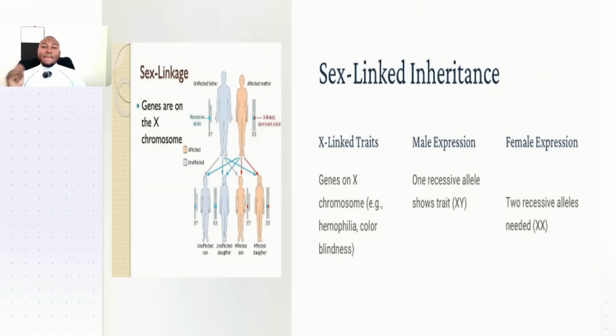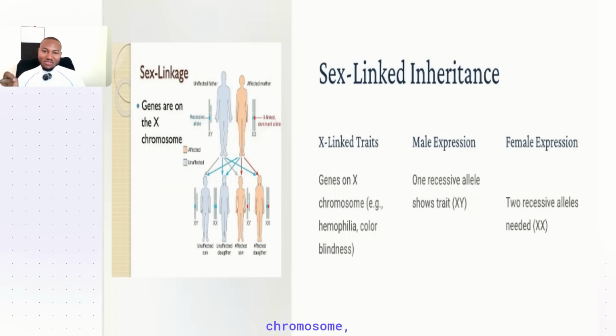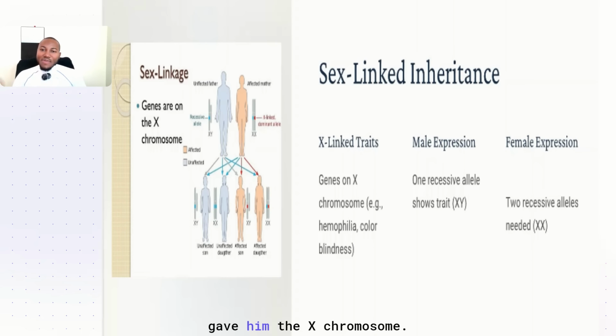A male who has hemophilia inherited the allele from his mother. Yes. Why? Because sex-linked traits are usually on the X chromosome, right? So if a man has it, he definitely got it from the mom because the mom gave him the X chromosome. It's as simple as that. It's very straightforward. That's what we call X-linked trait or sex-linked traits.